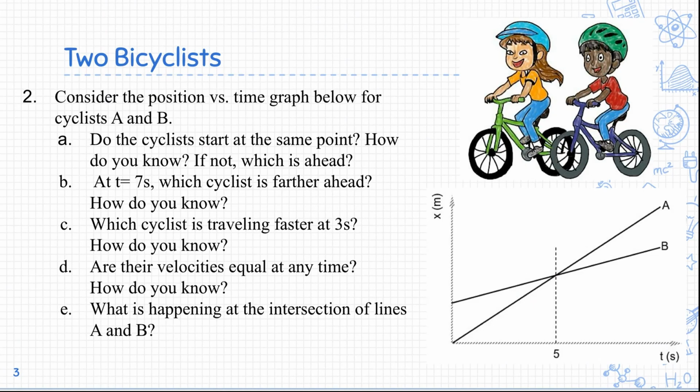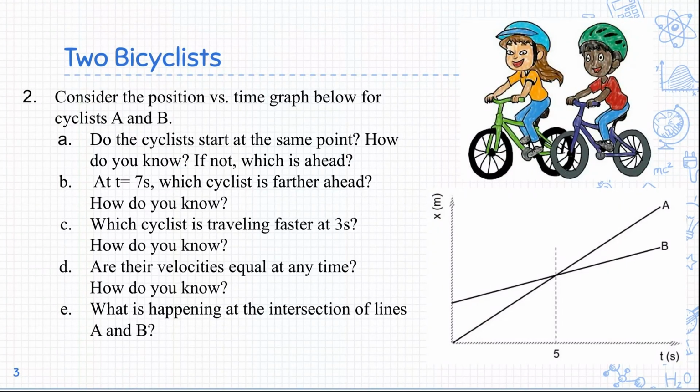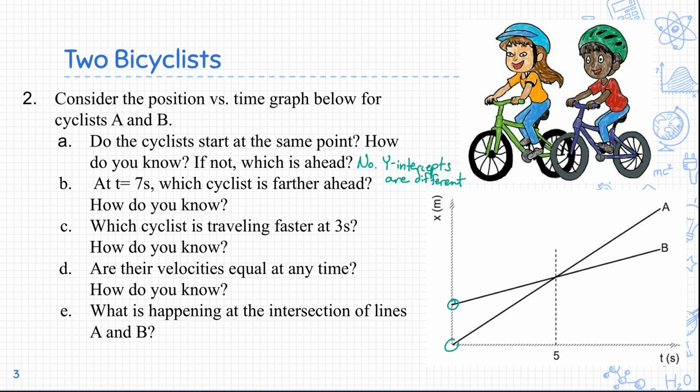We have 2 bicyclists that are racing according to this graph. And the first thing is, do they start at the same point? Well, I need to remember that my y-intercept is where they start, and they have 2 different y-intercepts. Therefore, they must start at 2 different places. And B then would start at a bigger starting position than A, and A is going to start at a position of 0.